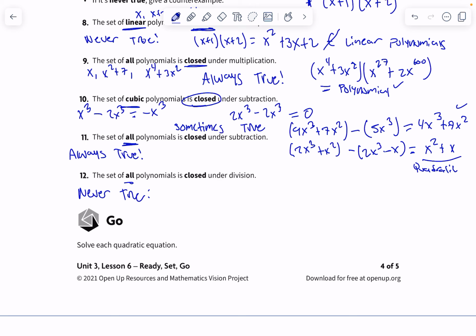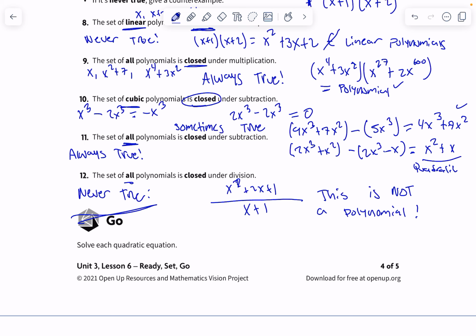Division is not closed. So what I mean by that is that if I divide, let's say, x squared plus 2x plus 1 all over x plus, I don't know, 1, right? This is not a polynomial. It's a rational function. So we just don't have that, right? This is not a polynomial. Okay, so this is never true.